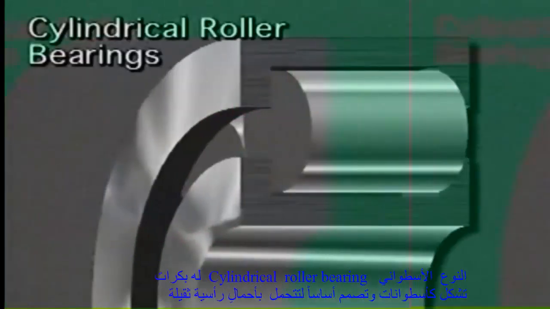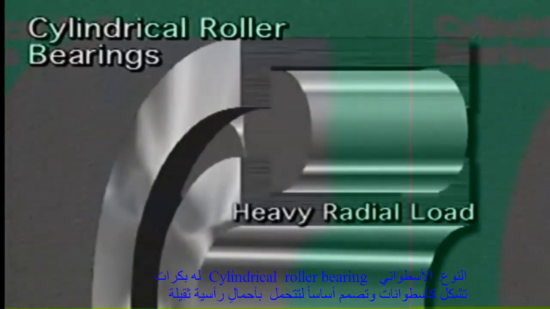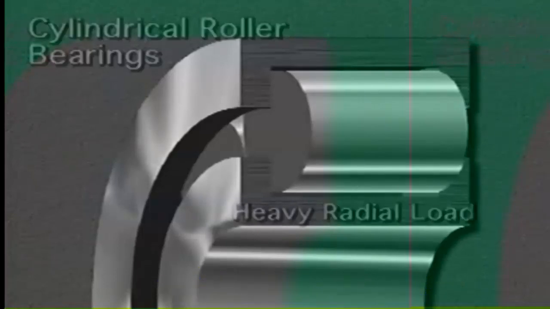Cylindrical roller bearings have rollers that are shaped like cylinders. These bearings are designed primarily to support heavy radial loads.